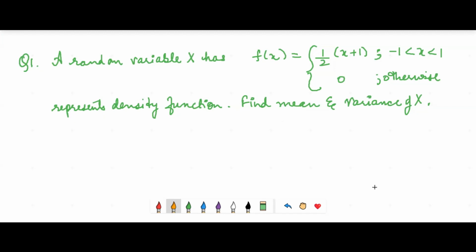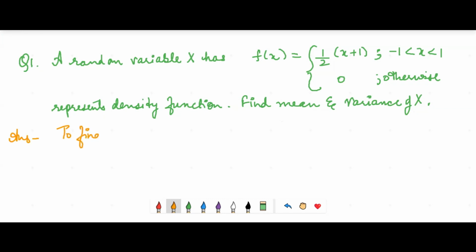A random variable capital X has the probability density function, which is defined by the small f(x) over the interval -1 to 1, half of (x plus 1), and elsewhere it is 0. So we need to find out the mean and the variance of x.